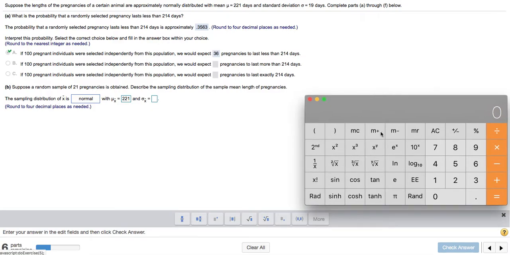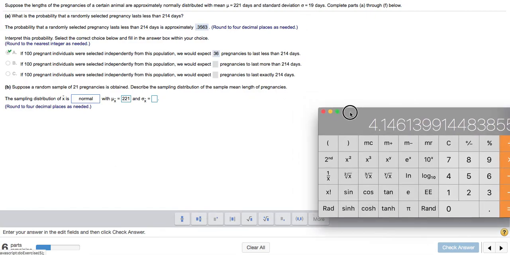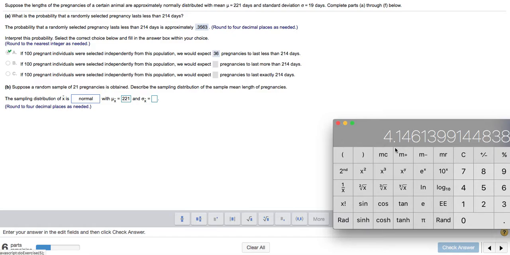So that is 19 for my standard deviation. I'll divide by, I'm going to open a parenthesis, because I'm first going to put in 21 and then take the square root of that number. That's the square root of 21, which I'll close, and I'll hit equal to divide that into the original standard deviation. So if we round it to 4 decimal places, that's 4.1461.